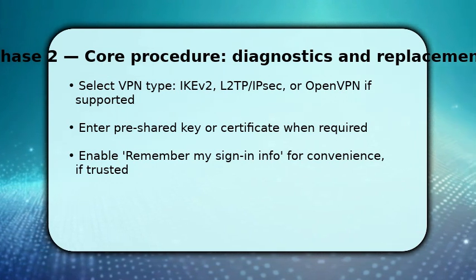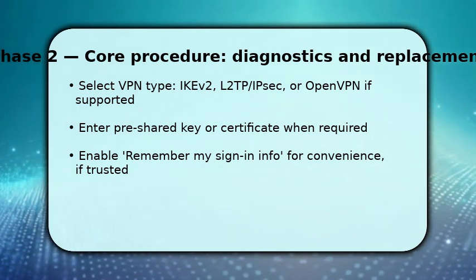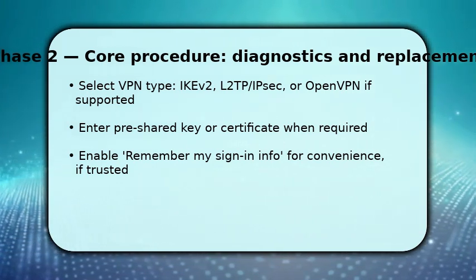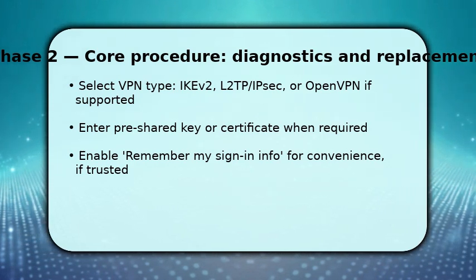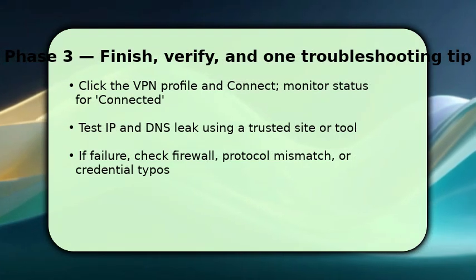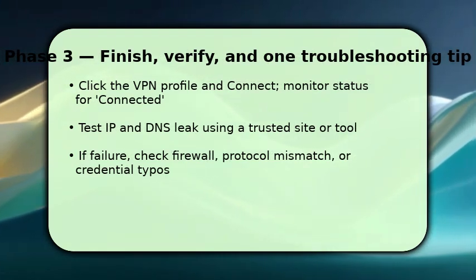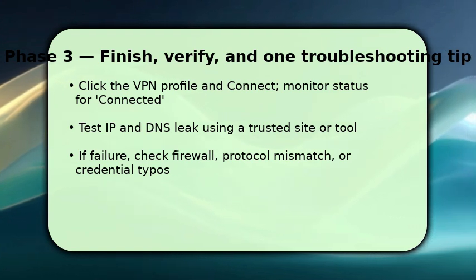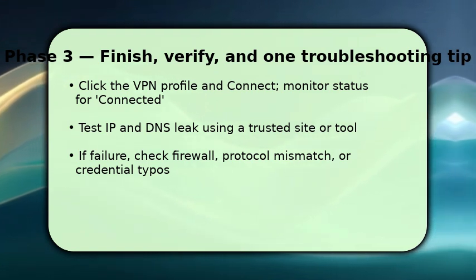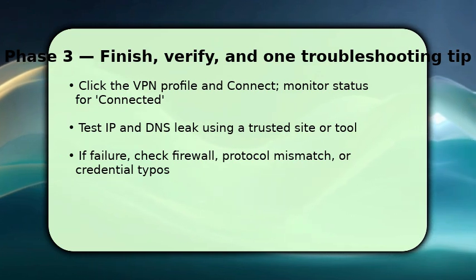Make sure to set Remember My Sign-In info only on private devices. Then save and check that the profile appears in the VPN list before attempting a connection. You now connect. Select the VPN profile and click Connect. Watch for the connected status. Once connected, verify your public IP and DNS to confirm traffic routes through the VPN.